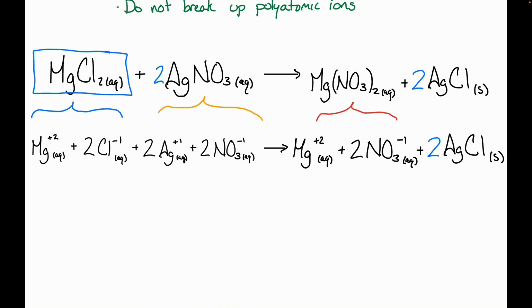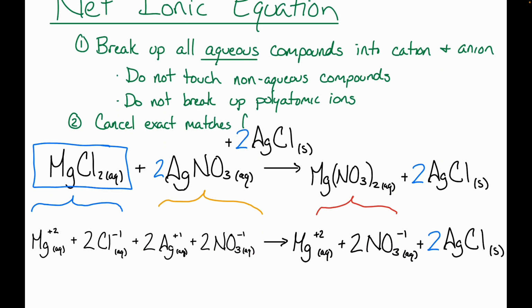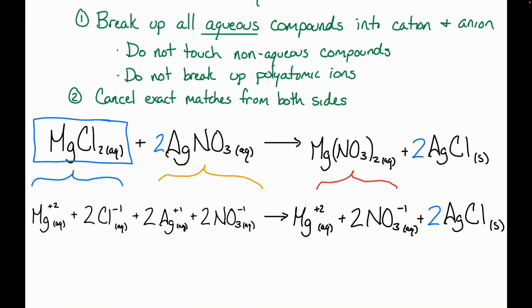Okay, this gives us what's called our ionic formula, but not our net ionic formula. So we got one more step here, which is to cancel exact matches from both sides. Right? Exact matches means formula, charge, state of matter. So can anybody see one of the things that I can cancel from this equation here, from my ionic equation? So the magnesiums appear on both sides. I'm going to cancel those out.